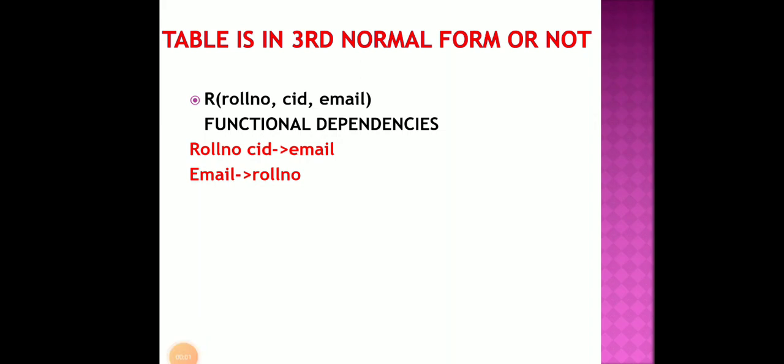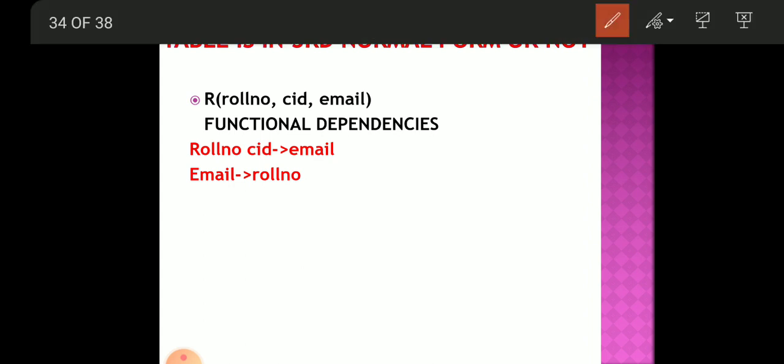Hello everyone. In this lecture I am going to discuss how we can check whether a given relation is in third normal form or not. There are two conditions for third normal form. If these two conditions are fulfilled by some relation, then that relation would be in third normal form. So let's check the conditions.